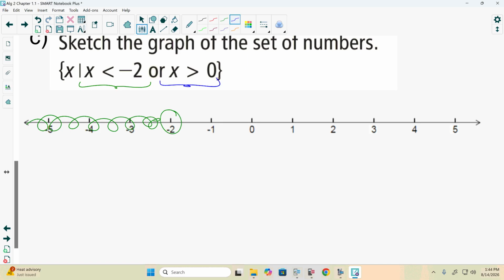X is greater than 0. So we have a circle at 0, yes? Shade to the right, shade to the left. Yep. That's it. Questions on this here? We're ready for the next one.